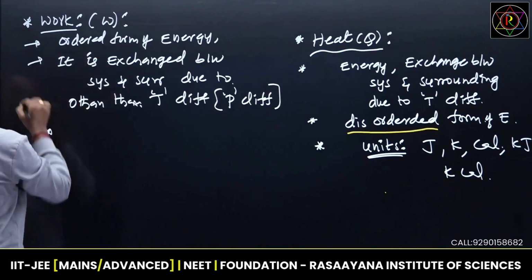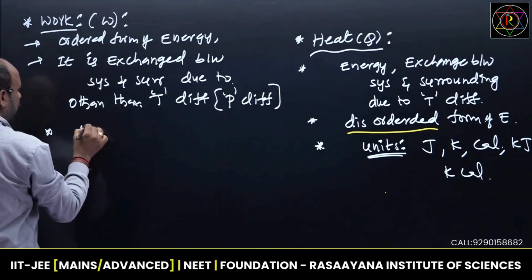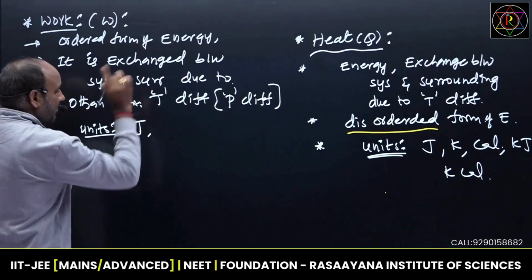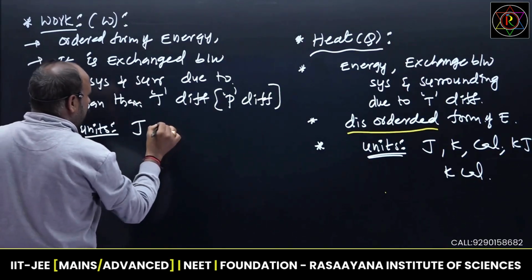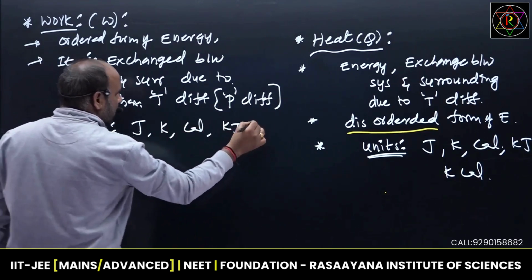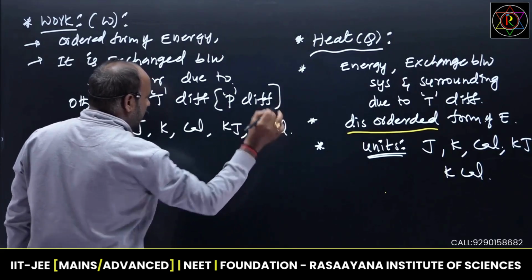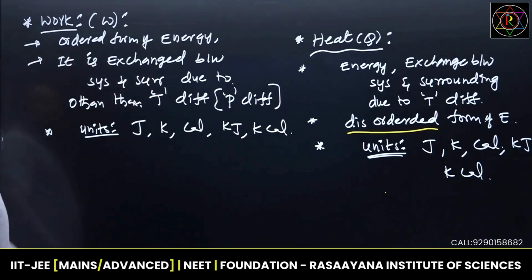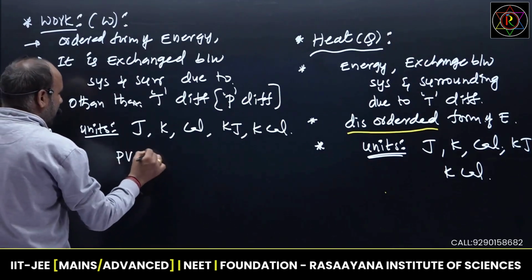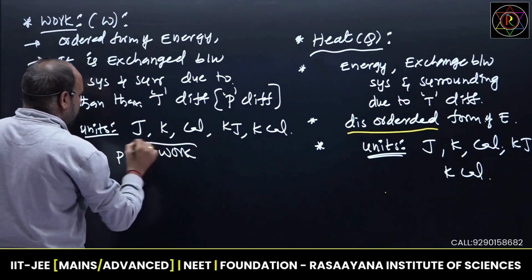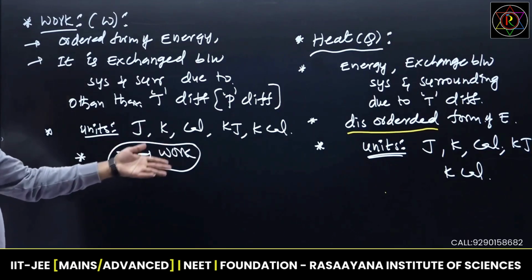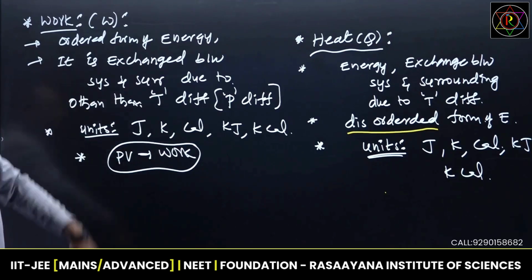Therefore the units of work, being a form of energy, are the same: joules, Kelvin, calories, kilojoules, kilocalories, etc. Right? Sometimes we also get the terms pressure and volume in thermodynamics. The product of PV is also work. So we get mechanical work with the help of the definition, right?